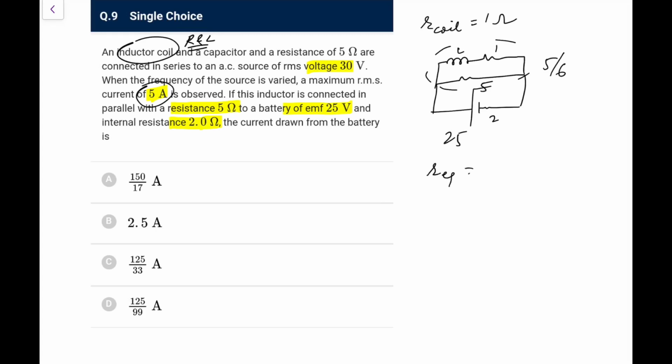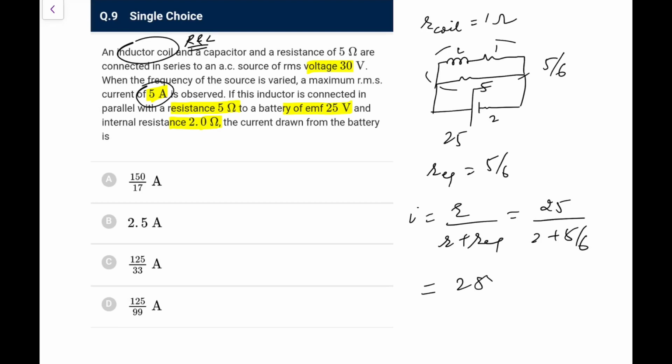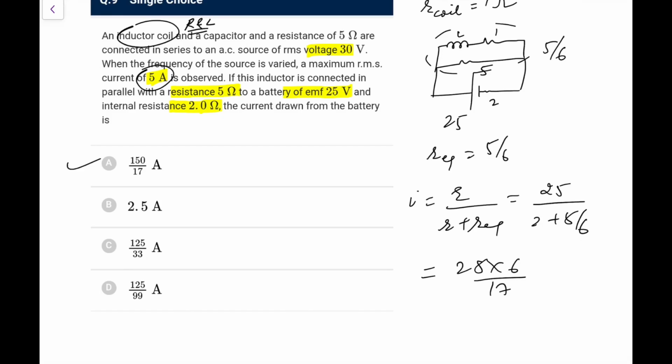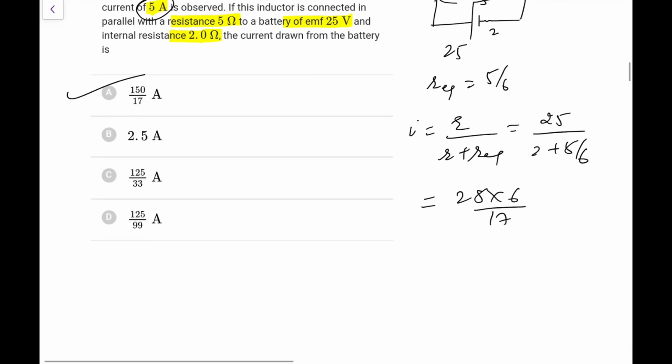So R equivalent will become 5 by 6 plus 2 of the overall. So the current would be E upon internal resistance plus R equivalent. So internal resistance is 2, E is 25. 25 upon 2 plus 5 by 6, so it comes out as 17 by 6. 25 into 6 by 17 ampere that we are getting, so it is 150 by 17 ampere. Go for option A. Next one.